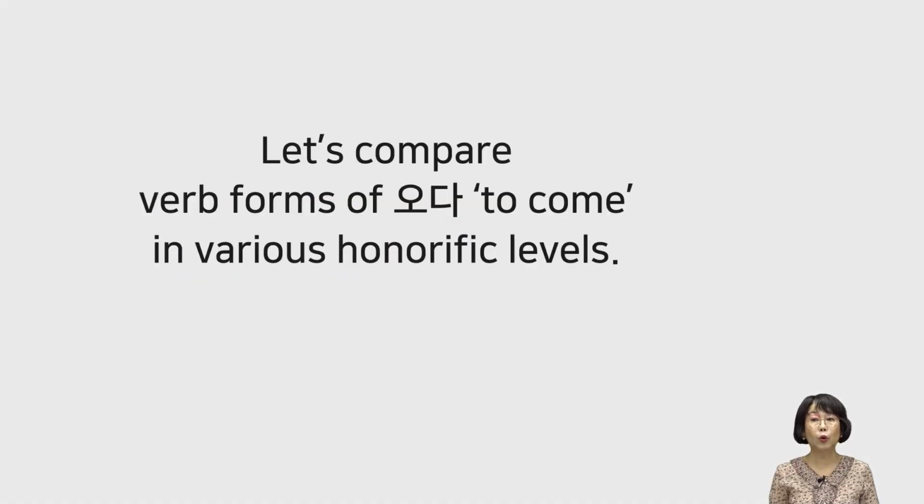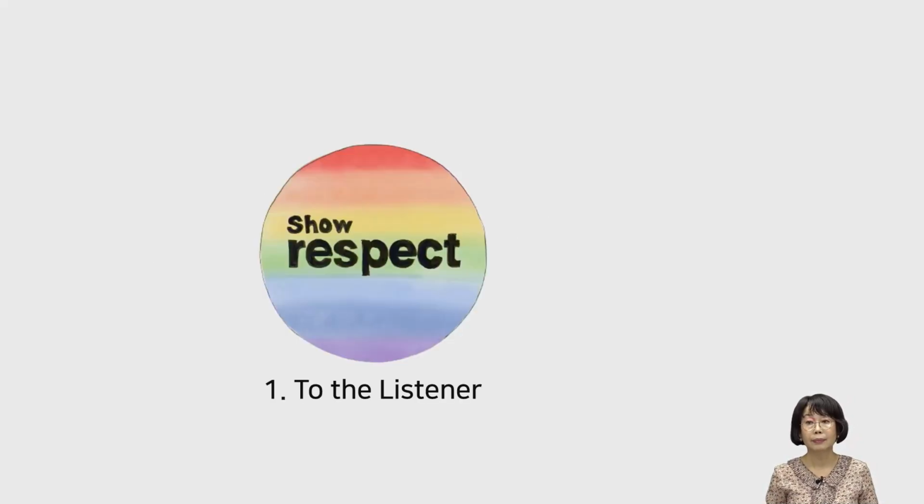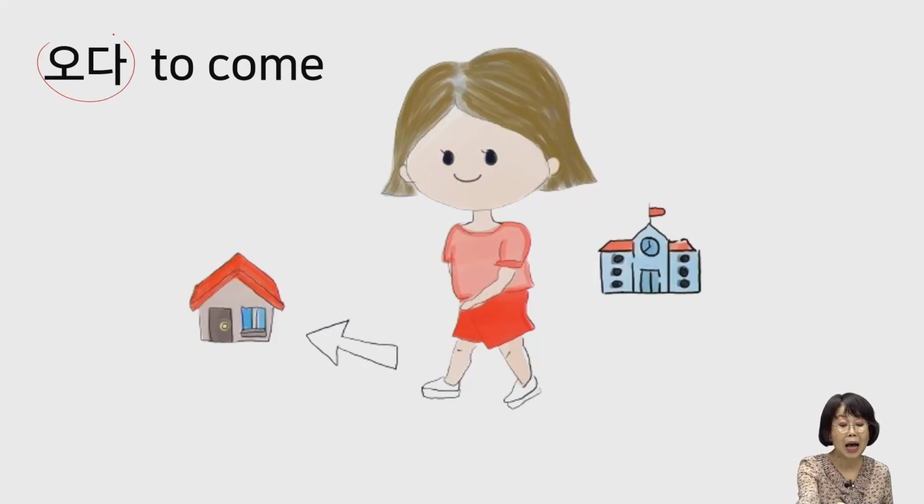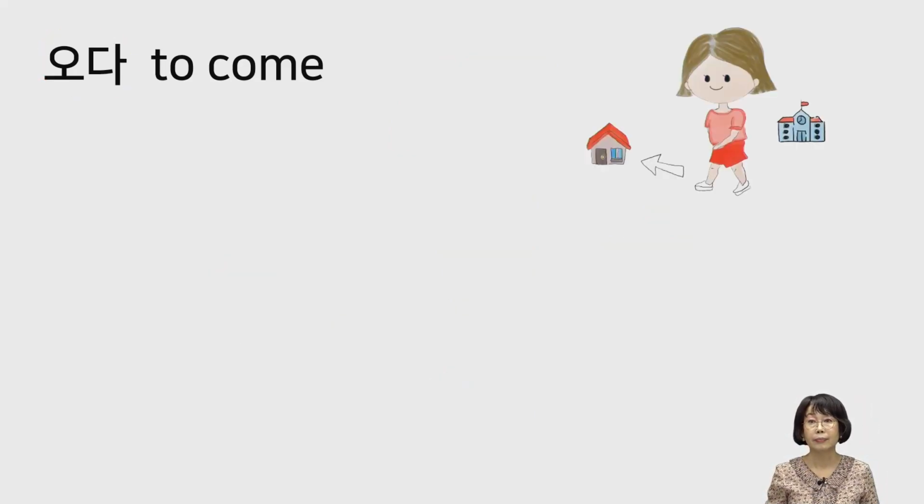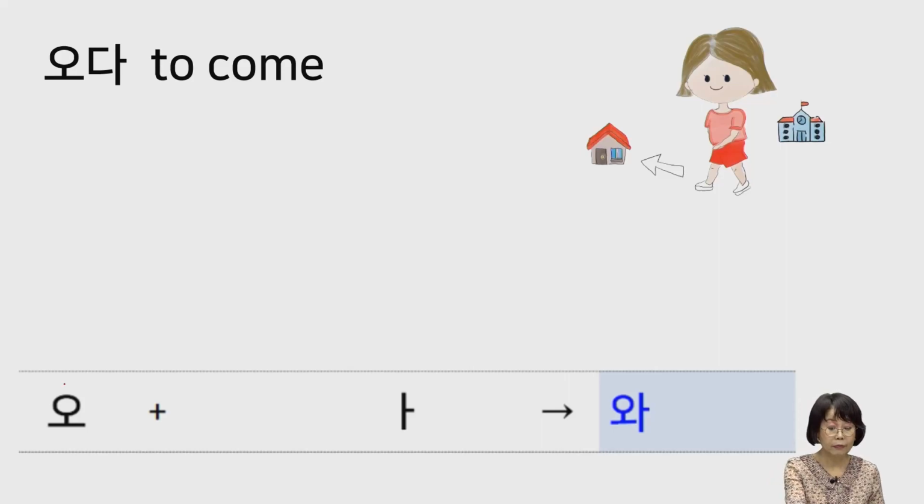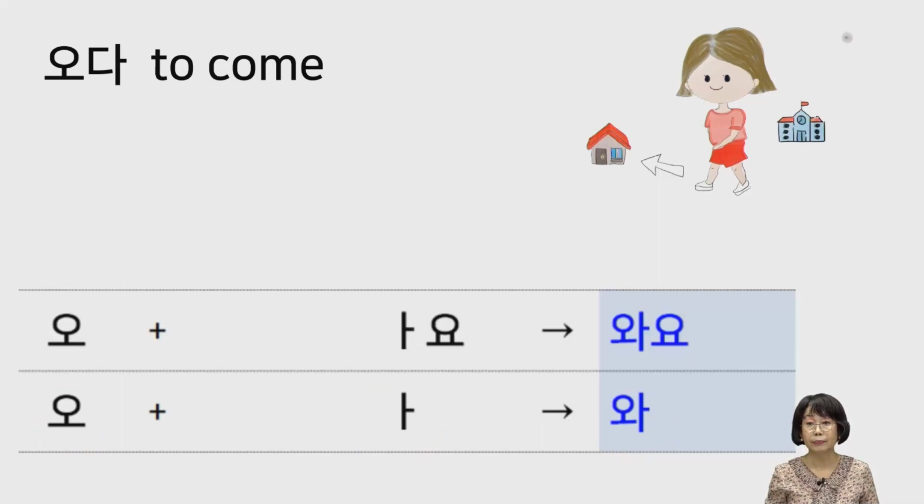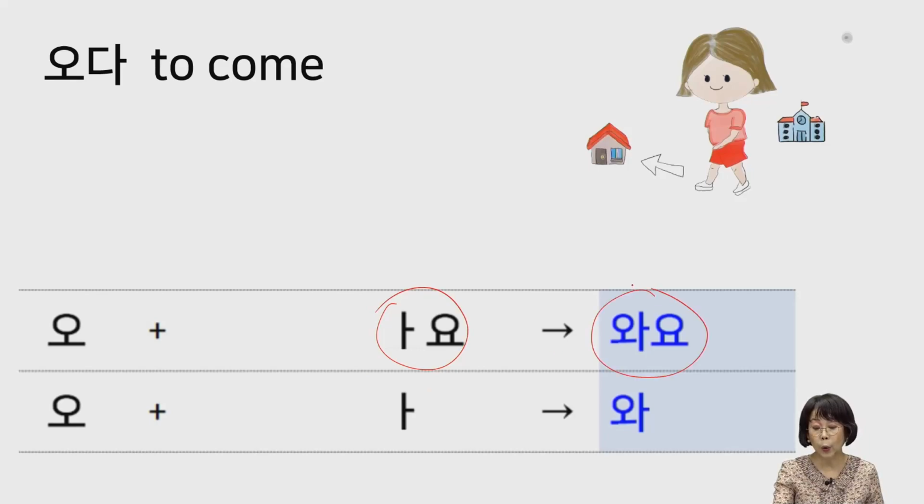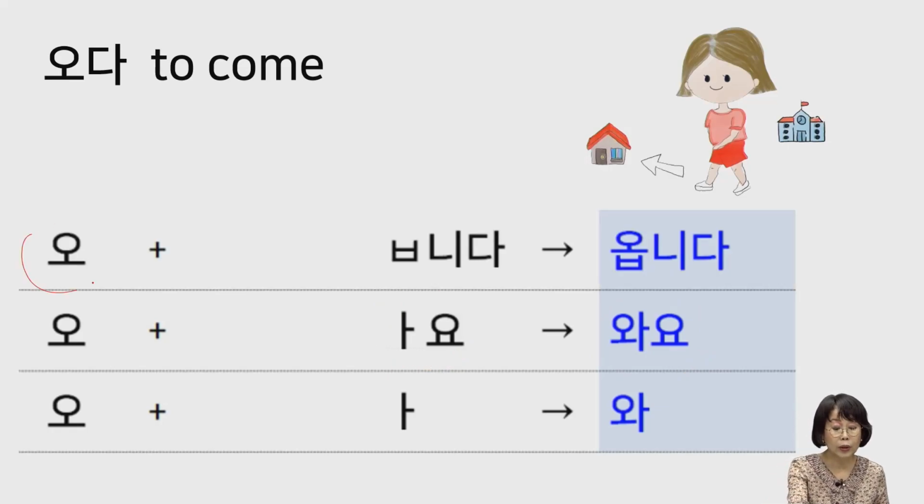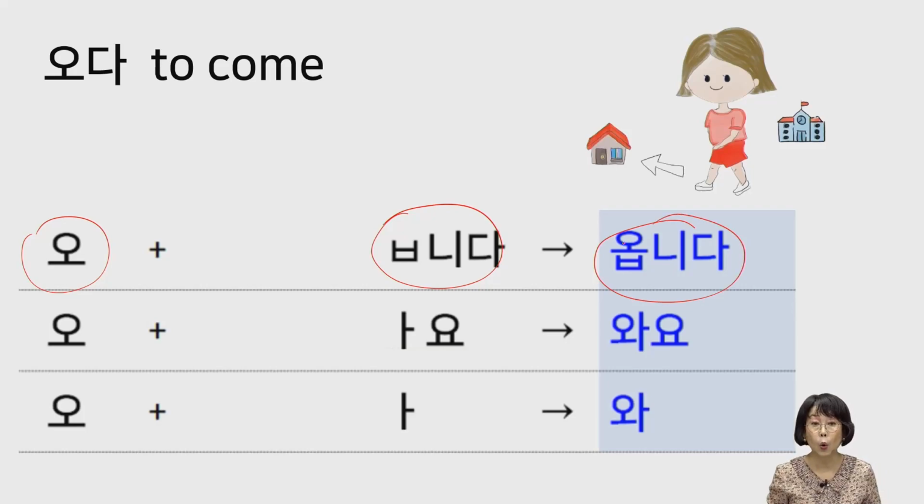Let's compare verb forms of 오다, to come, in various honorific levels. 오다, to come. 오, verb stem and ending. 와, casual. 오 plus 아요, 와요, informal high respect. 오, word stem plus ending 습니다. You can get 옵니다, formal high respect.